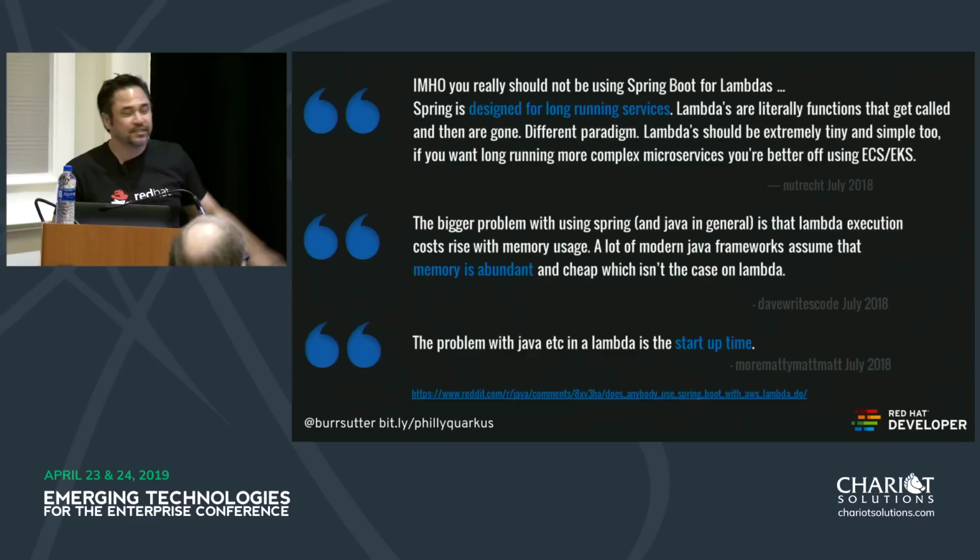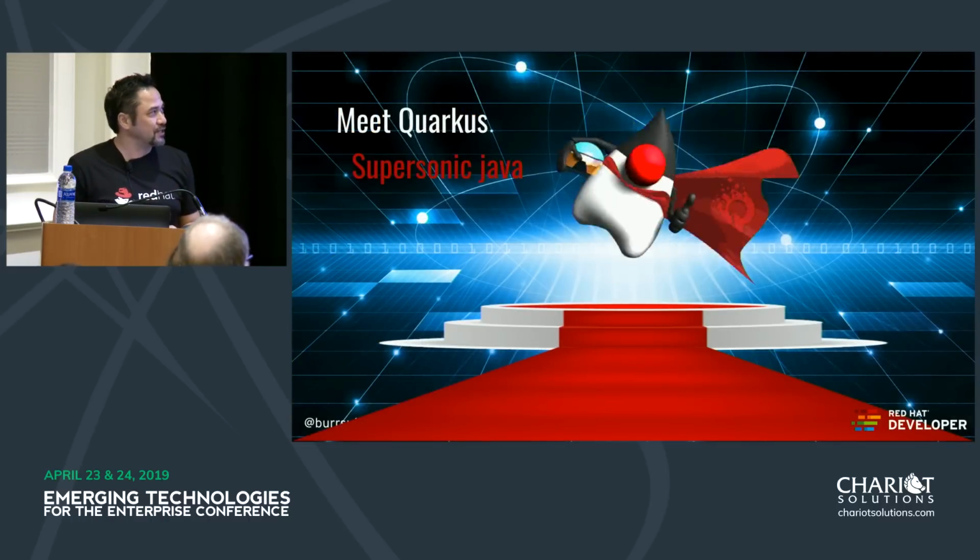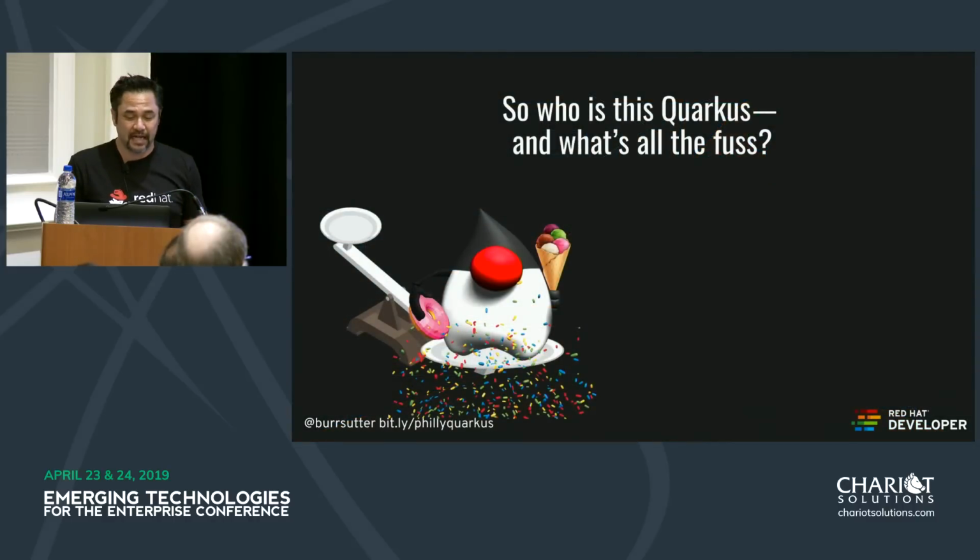So these were some things that really informed our decision making and our thought process as it went into designing Quarkus for this new world. Okay? So this is Quarkus Supersonic Java. My wife had a lot of fun with this design, by the way. All right? So what's all the fuss?